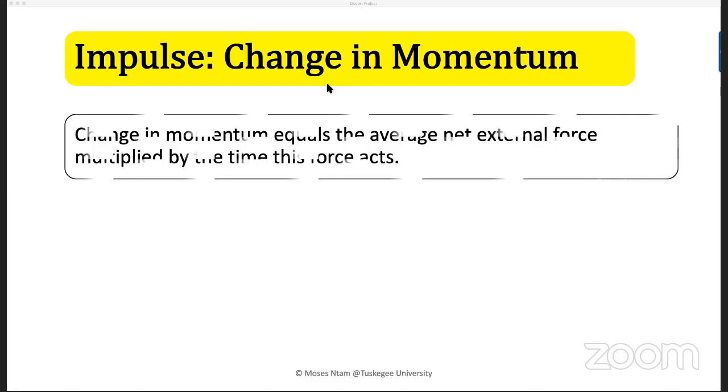Okay, so let's talk about the next quantity, which is impulse. So impulse is simply the change in momentum.